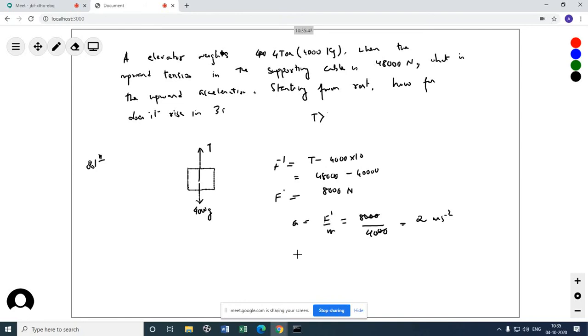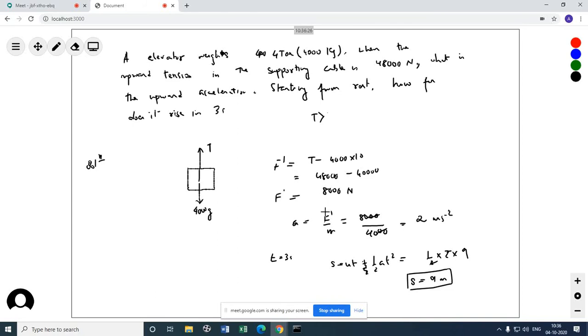Starting from rest, how far does it rise in 3 seconds? So t is given as 3 seconds. Acceleration I know. So I will use s equals ut plus half at square. u is 0, so half into 2 into t square. 3 square is 9. 9 meter. That is the answer.